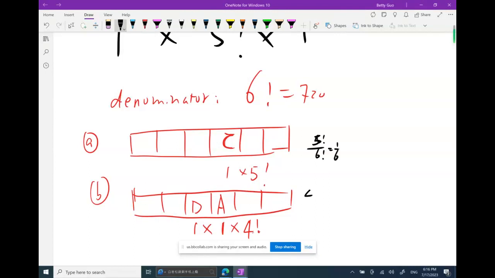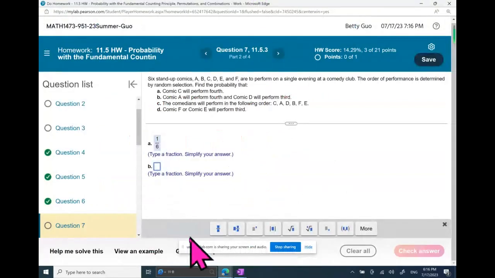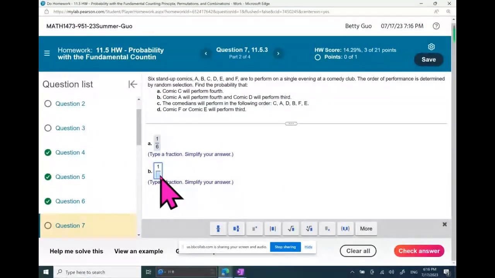So the numerator is 4 factorial, and the denominator is 6 factorial. All the probabilities in this experiment have denominator 6 factorial. 6 factorial is 6 times 5 times 4 factorial. Let me write this down. 6 factorial is 6 times 5 times 4 factorial, and the 4 factorials cancel. You have 1 over 30. Type a simplified fraction. 1 over 30 is already simplified.